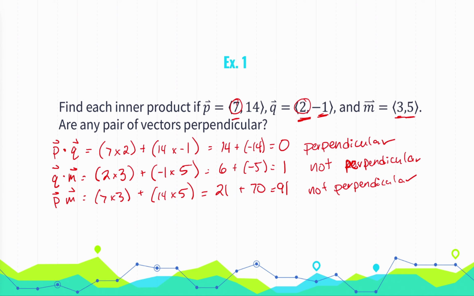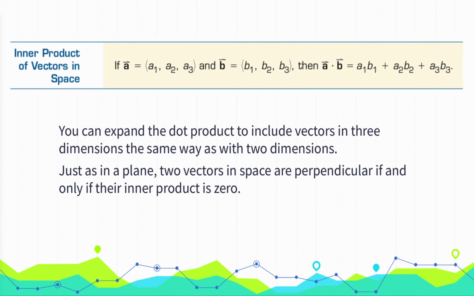Dot products are commutative, which means that you can do them in either order. So P dot Q is the same thing as Q dot P. Does not matter what order you do them in. Vectors in 3 dimensions, you can do the dot product as well.